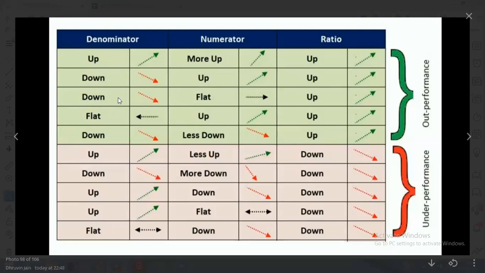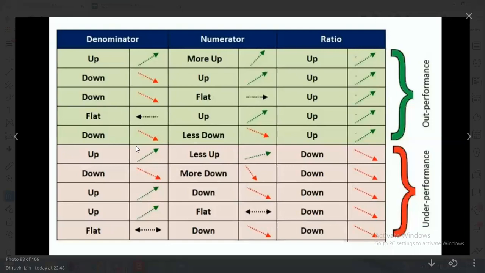If the Nifty 50 is down and your numerator, which is your Nifty Financial Services, or any stock as an example, is moving flat, then too your ratio line moves up, which is clear cut outperformance. If the Nifty is moving flat but your stock is moving up, in that case the ratio line also moves up.